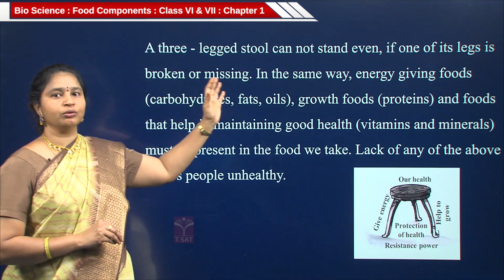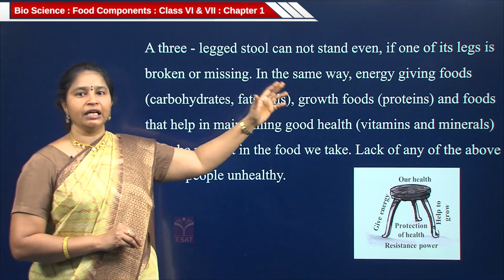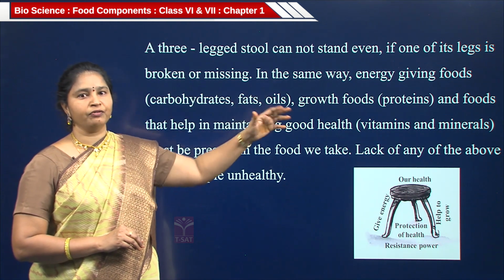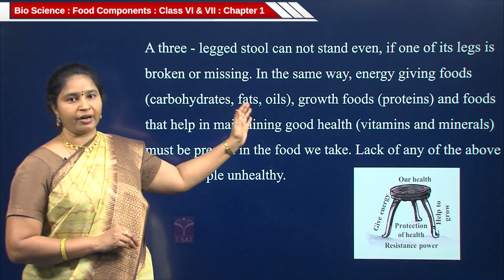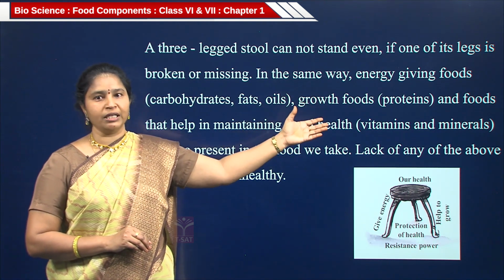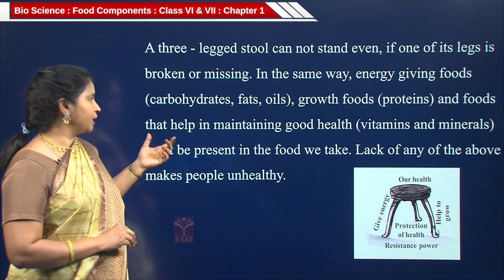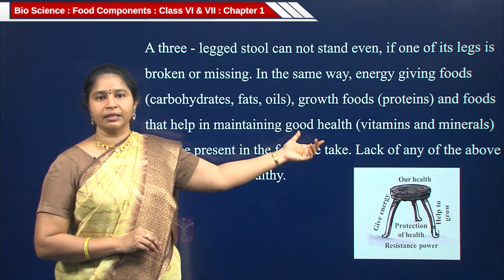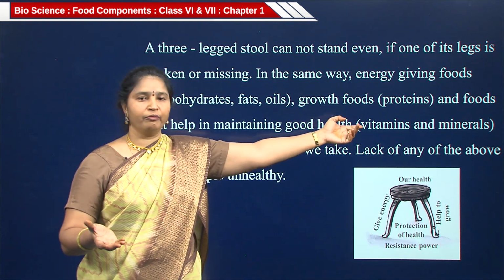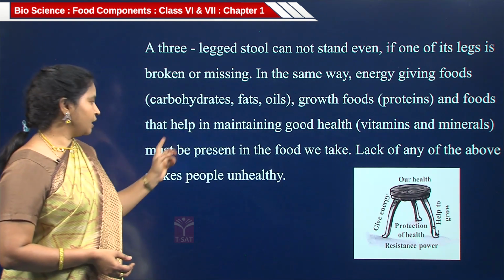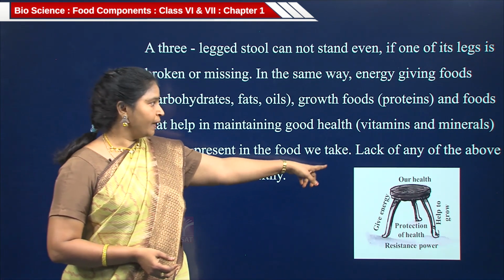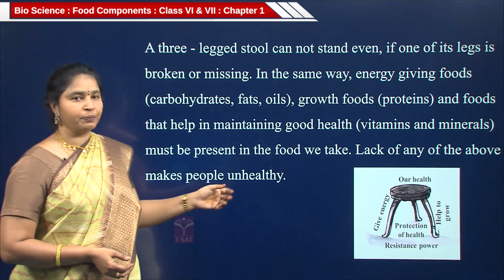This is a very important principle displayed in the picture: a three-legged stool that cannot stand even if one of its legs is broken or missing. In the same way, energy giving foods, that is carbohydrates and fats. The second one is growth foods, the foods that contain proteins. And the third, the foods that help in maintaining good health, that is, giving immunity. Those are vitamins and minerals. These three must be present in the food we take. Lack of any of them makes people unhealthy.